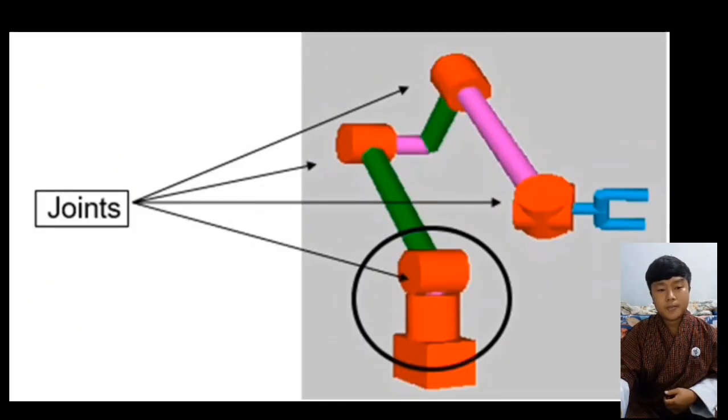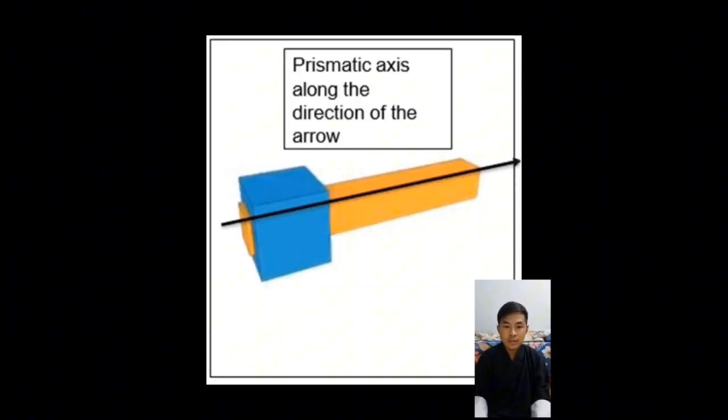Next one is joints. What is a joint? A joint is also called an axis, and these are movable components of a robotic arm that result in relative motion between the adjacent links. And the numbering of joints starts from 1 to n, where n is the number of joints. So I'll be talking on types of joints.